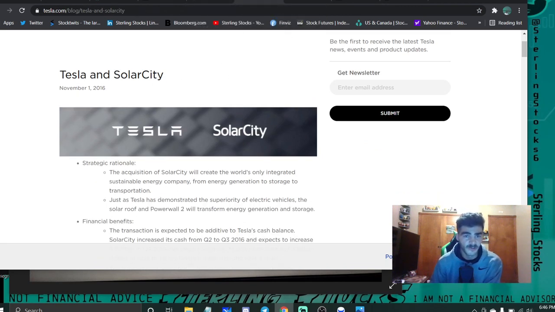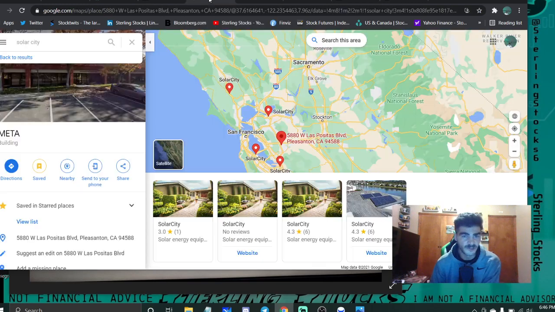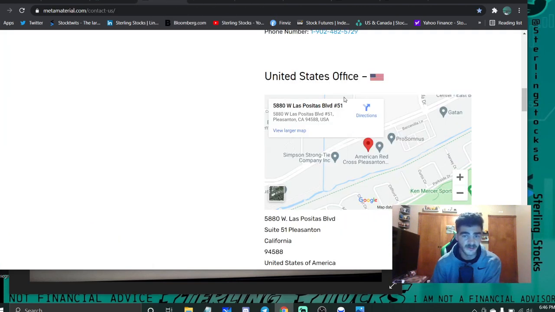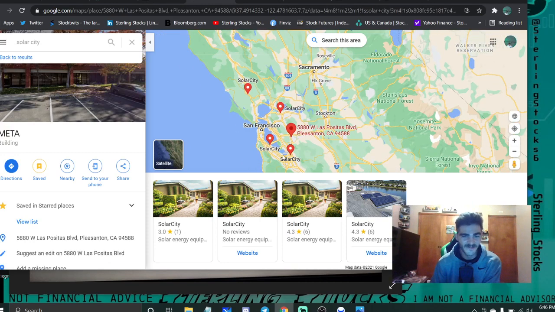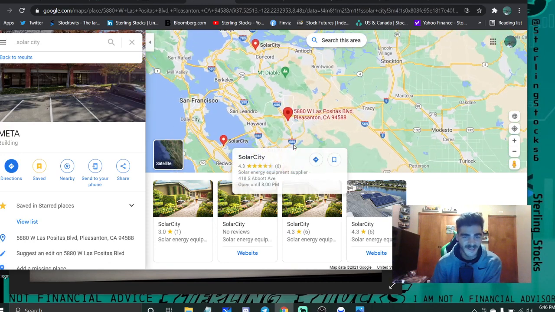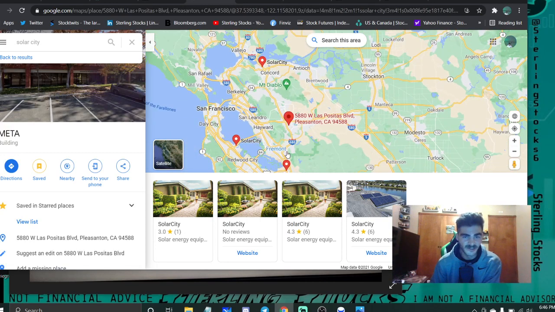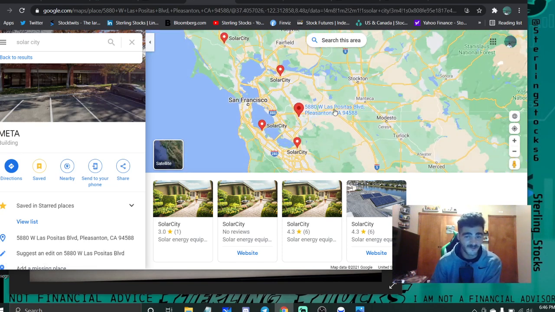One thing I do want to show you that's interesting, of course, brought to me by Chunky. If we look here, this is one of Meta's main headquarters in the United States. If we look right here, United States office, 5888 West Las Positas Boulevard. So around there are three SolarCity locations, and as you can see, there are two pretty close ones right in the same general vicinity. And California is a pretty big place.